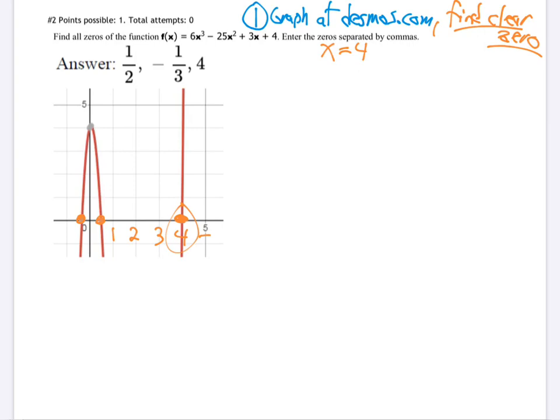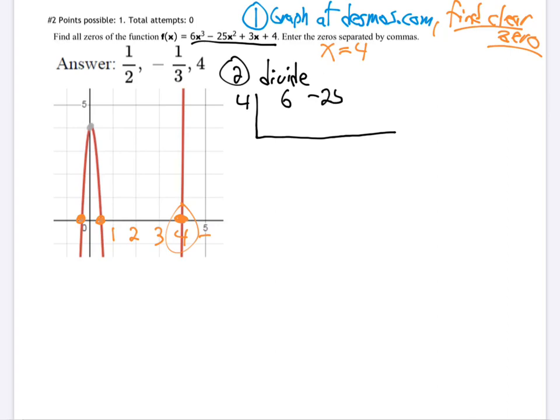So now step 2 is we divide. So synthetic division. I'm going to do synthetic division. Put the 4 out here and put the function inside: 6x cubed minus 25x squared plus 3x plus 4. And then let's do the division. Bring down the 6. And here we go. 4 times 6 multiplies to be 24. 24 minus 25 is negative 1.